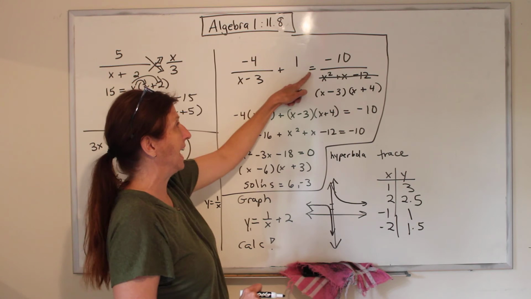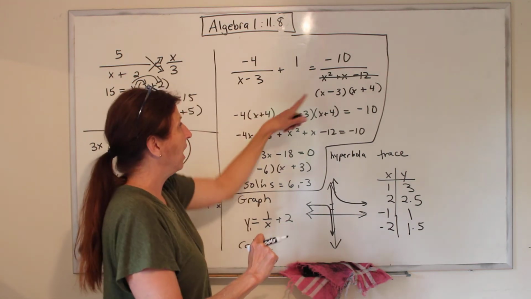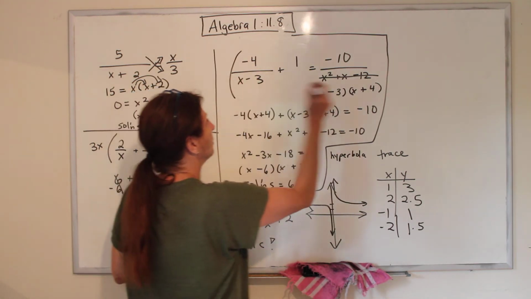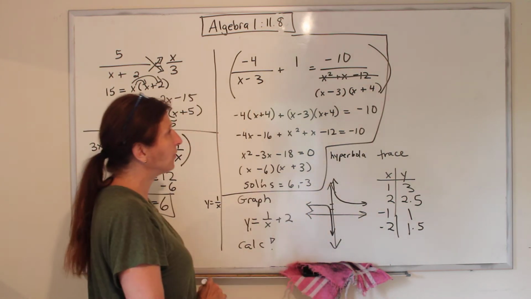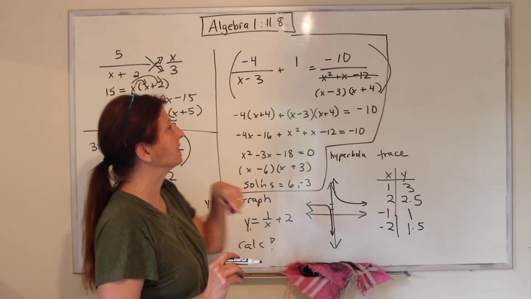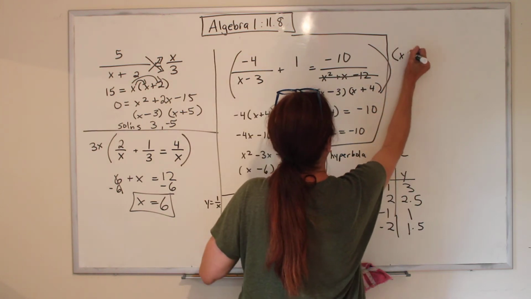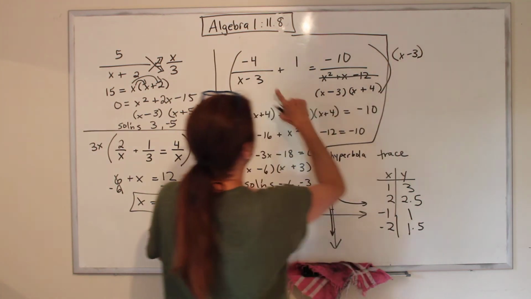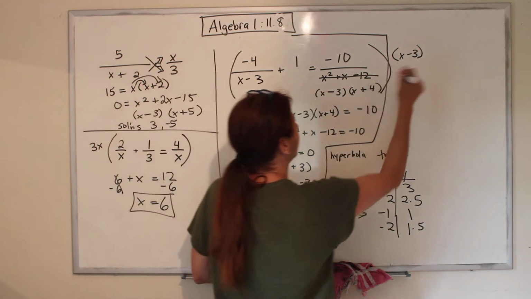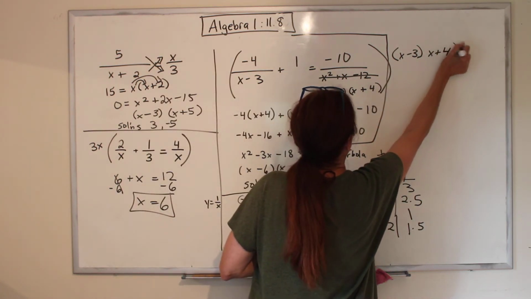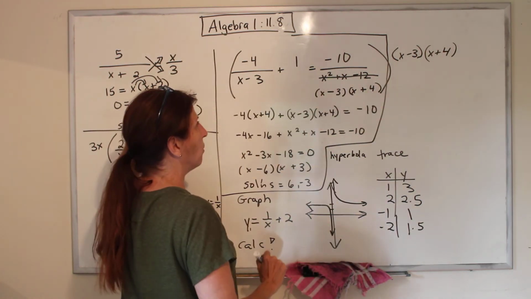I want to clear fractions. I have an equals, so I can do it. All I have to do is multiply on both sides by the elements of the denominator. I have in the denominator an x minus 3, nothing there, and an x plus 4. So I'm going to multiply it times the whole thing.